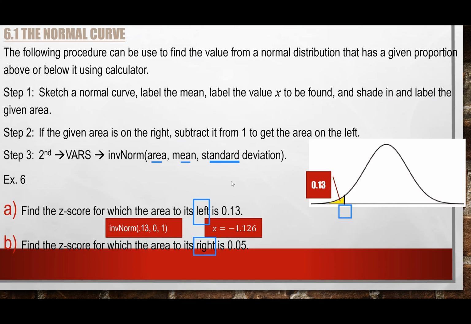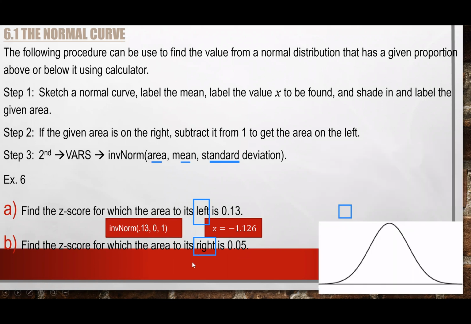And this, ladies and gentlemen, is where the chart is painful. It is very painful if you were to use a chart. Ten years ago when I took this class, I didn't have this calculator, and my teacher made me use the chart. But for you guys, it's doable. So looking at part B, find a z-score for which the area to the right is 0.05.